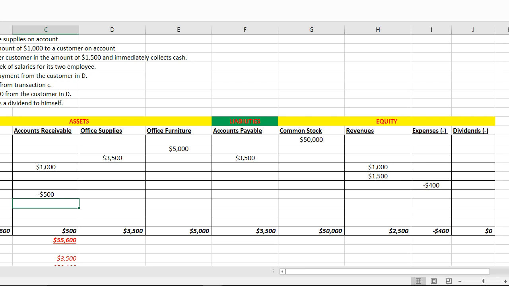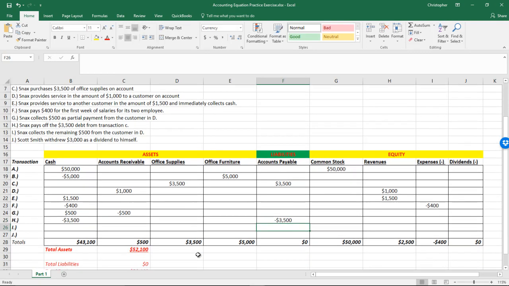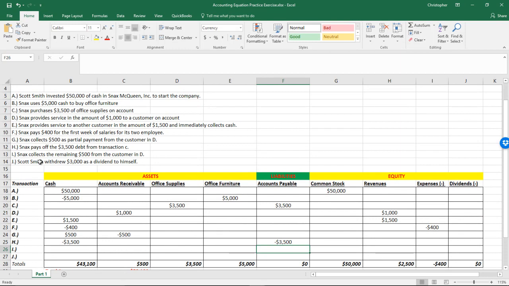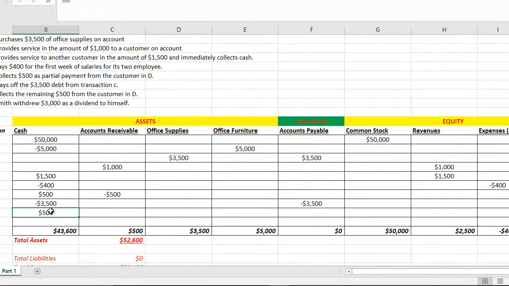H, Snacks pays off the debt of $3,500 from transaction C. So if you may recall, this is where we purchased office supplies on account. We have the $3,500 liability. We're now paying it off with H. So we have a negative $3,500 cash and a negative $3,500 liability to reduce to zero. Now, Snacks collects the remaining $500 from the customer in D. It's another collection of cash for $500. And remember, that was where we decreased accounts receivable to reduce it now to zero.